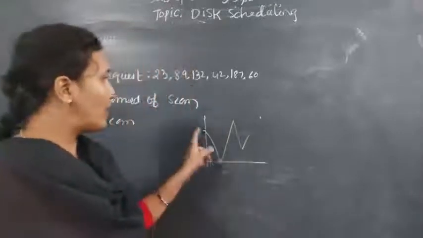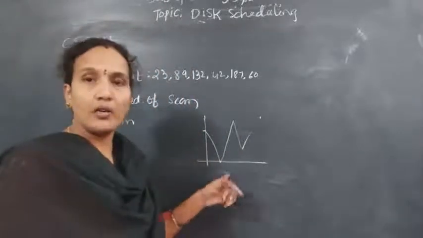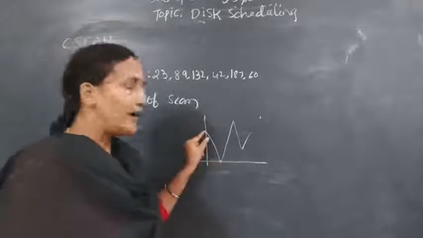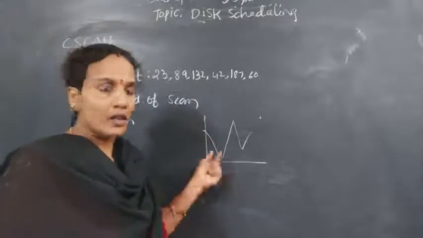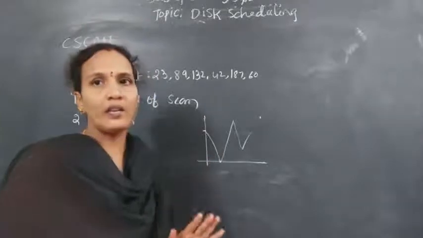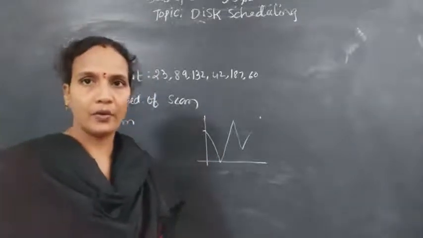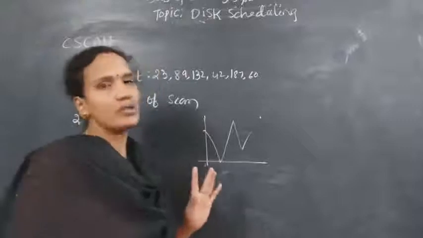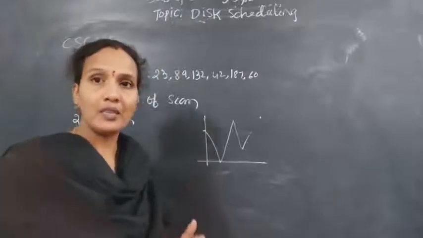It will move from one end to the other end. When it is moving from one end to the other end, whatever requests are there in between, in this way, all the requests are serviced. See, it is similar to SCAN only. But what is the variation?